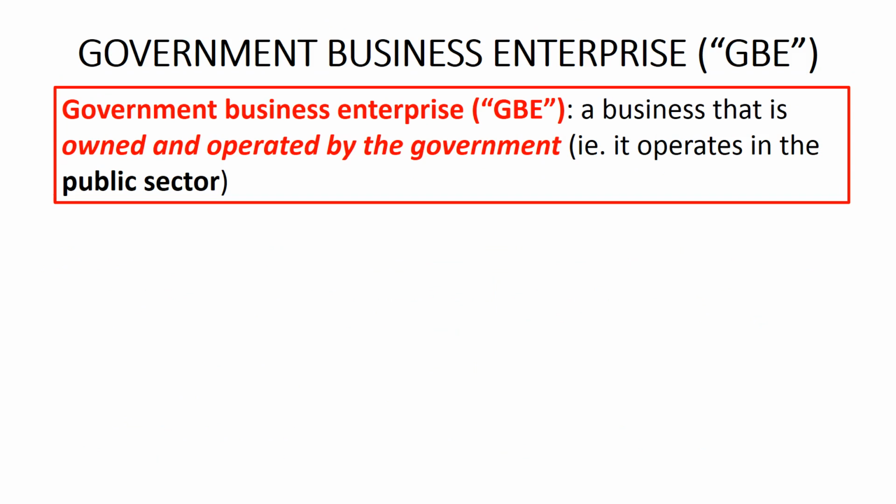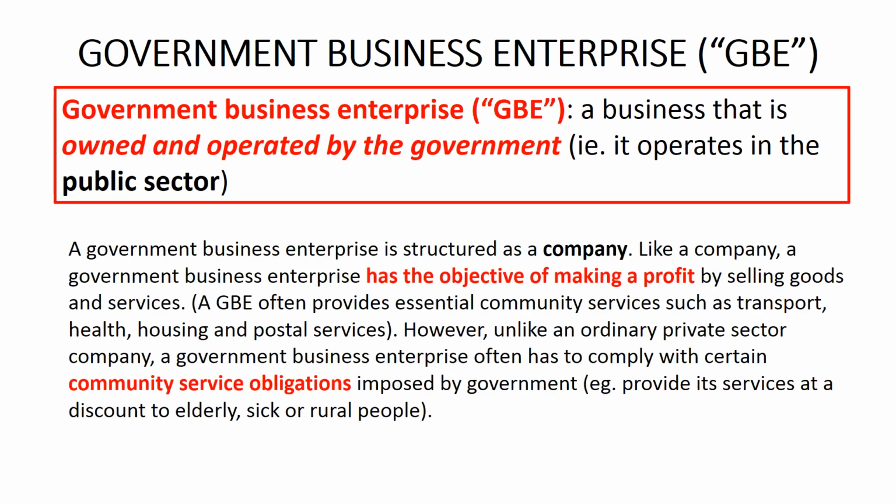Lastly, we come to government business enterprises. A government business enterprise, or GBE, is a business that is owned and operated by the government. That is, it operates in the public sector. If ever you're asked to define a government business enterprise, make sure that you include in your definition the point that a government business enterprise is owned and operated by the government. A GBE, or government business enterprise, is structured as a company.